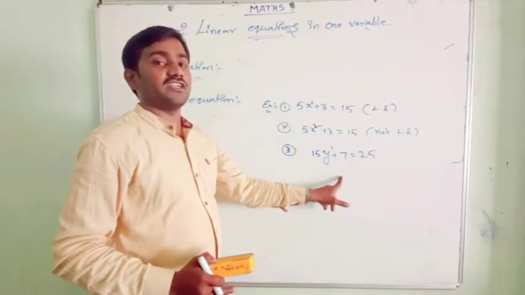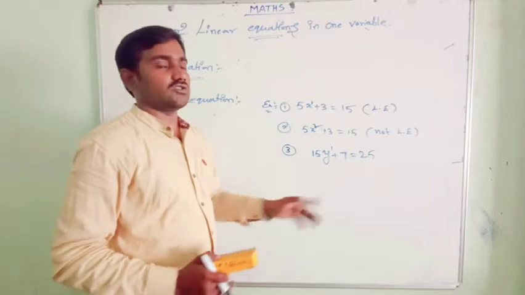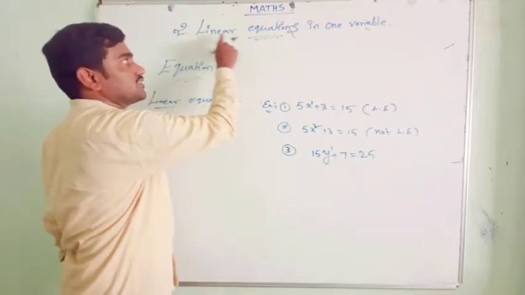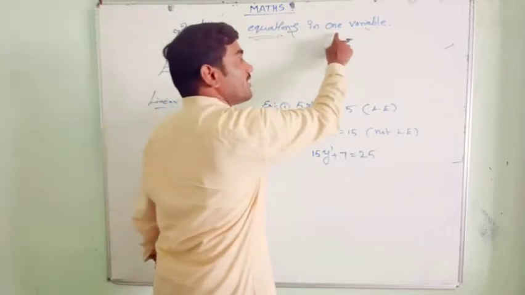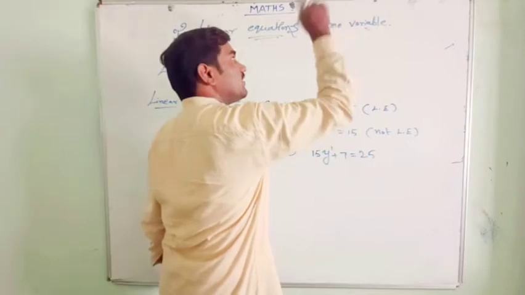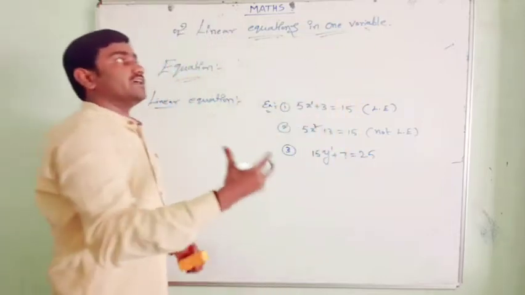How many variables are present in the given equation? Only one variable is present. So, if the power of the variable is 1 in the given equation, it is known as a linear equation. How many variables are present in the equation is what we need to see, either one variable or two variables. If it is one variable, we will be learning the problems.